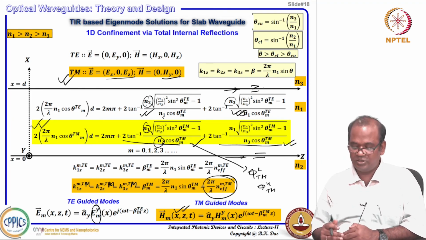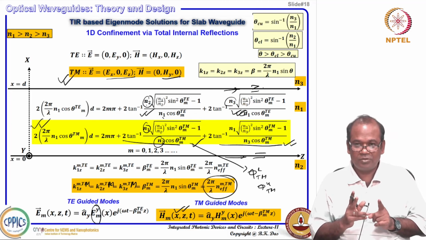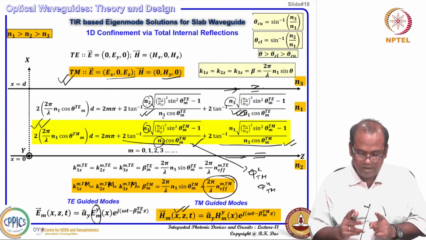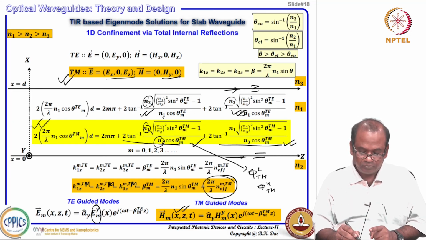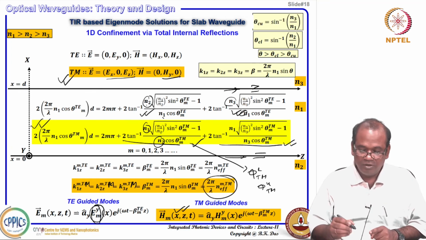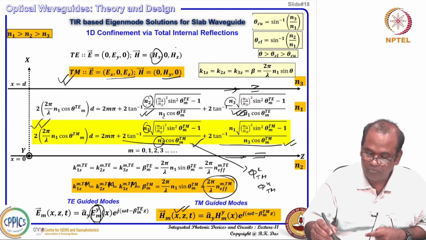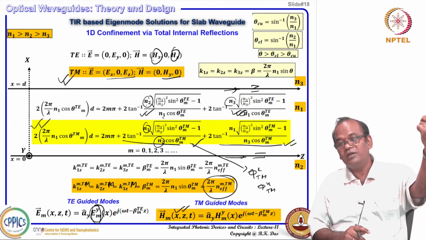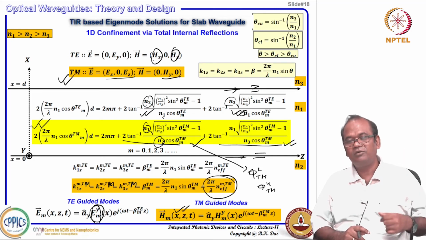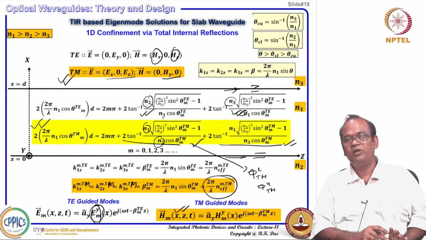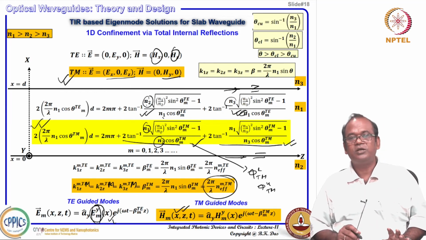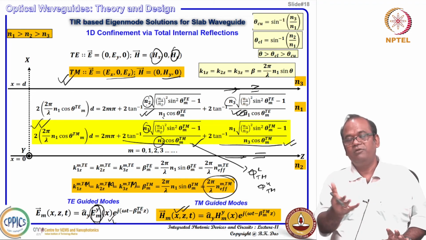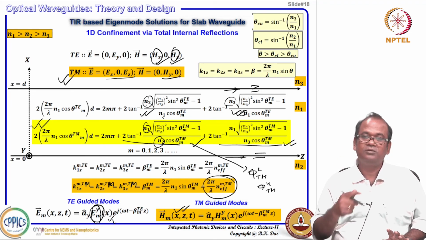clear field distribution picture. But you should keep in mind that we are actually finding only one component for TE polarization. What about the other two components? How to find the other two components? You go back to Maxwell's curl equation. From that curl equation, once you insert the electric field component known to you from this type of solution, then you get the other components easily.